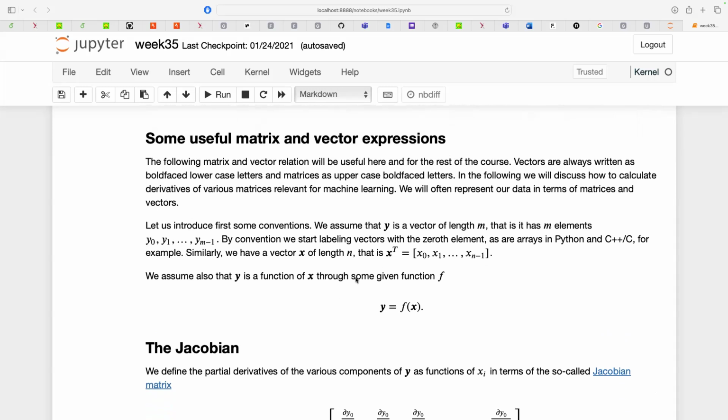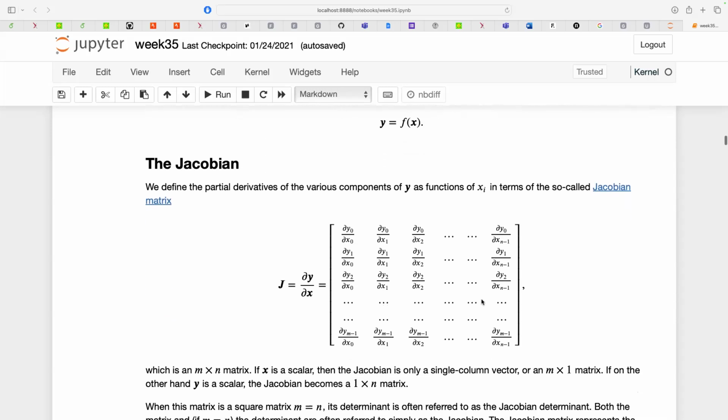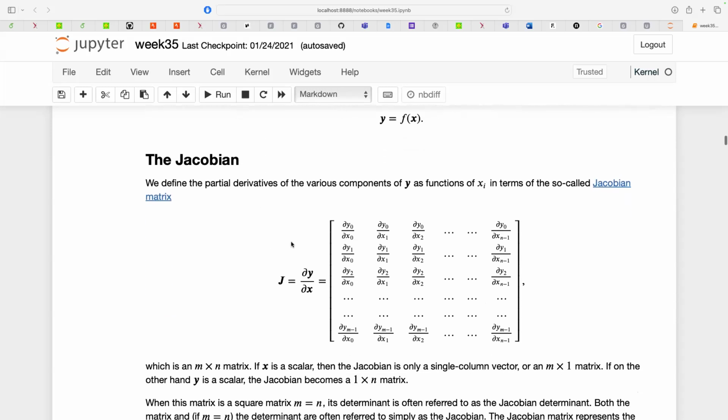And if you now look at the quantity y here, which is a function of some f of x, we know that this y is a vector which has m elements. And then this x could be a vector which has n elements. And that means that you can define the derivatives of these various components y in terms of what's called the Jacobian matrix. So when you did multivariable analysis, you probably saw something like this. Does this ring a bell? Okay, I can see many heads nodding here. If not, it's okay to just revisit it.